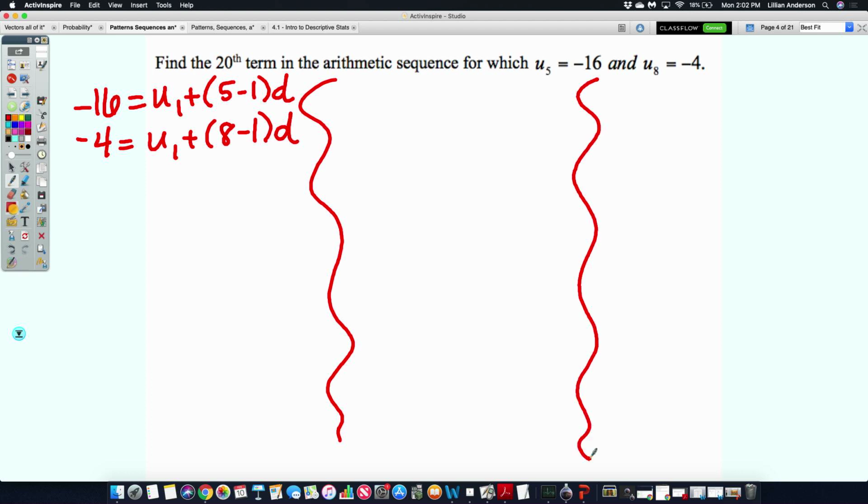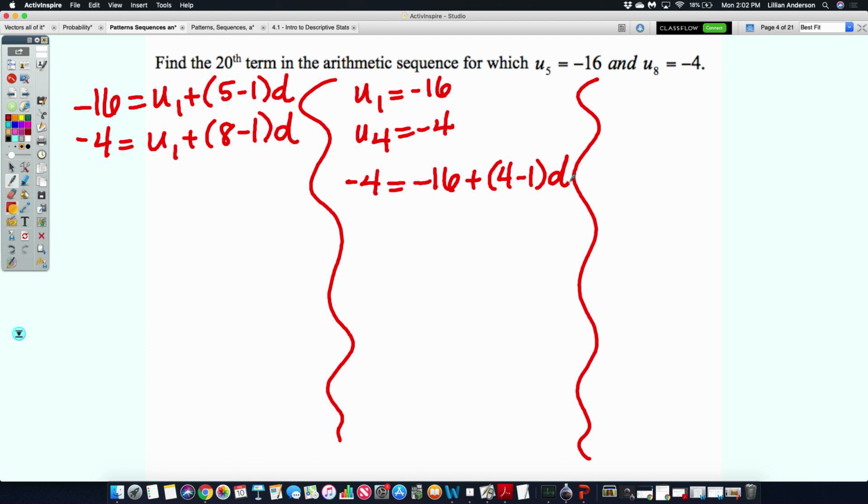Another way is you could have temporarily made the 5th term the 1st term, which would have caused you to push back the 8th term to make it the 4th term, and then you could have plugged in negative 4 equals negative 16 plus 4 minus 1 times d to find your common difference this way, and then of course readjust.